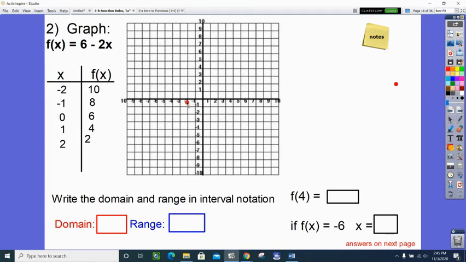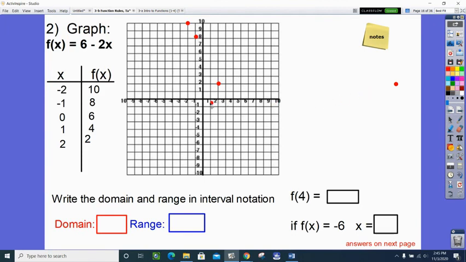So, we're going to start at -2 all the way up to 10. We're going to take -1 to 8. And if I keep going, they're all going to go. I'm just going to put the 2, and I could pick up my ruler, draw a nice straight line with arrows, and you can see a linear function, a line coming here. Okay, so now what I want you to do is to think about your domain and range.